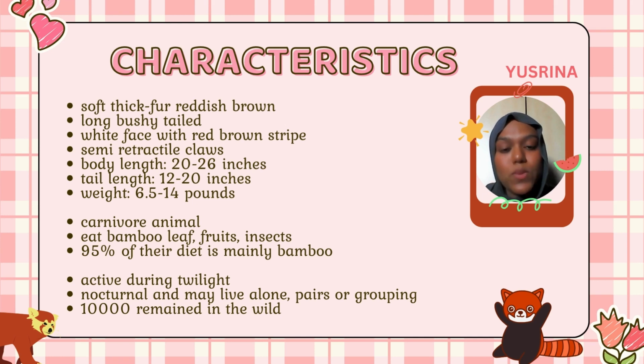The body length is 20 to 26 inches and the tail is about 12 to 20 inches long, and the weight is around 6.5 to 14 pounds. Red panda is a carnivore that has adapted to a highly specialized bamboo diet, comprising 95% of their diet. It subsists mainly on the most nutritious leaf tips and tender shoots of bamboo and other vegetation, fruits, and insects, and they eat a lot. This is because red panda can digest only about 24% of the bamboo they eat.